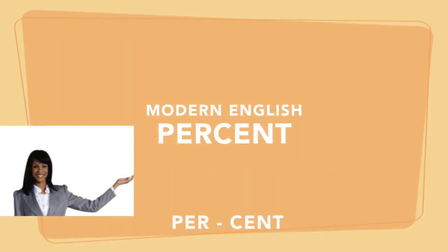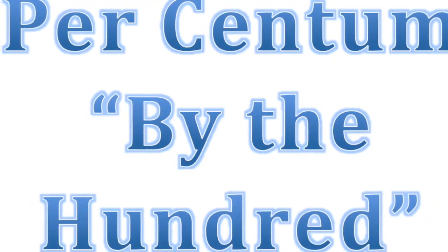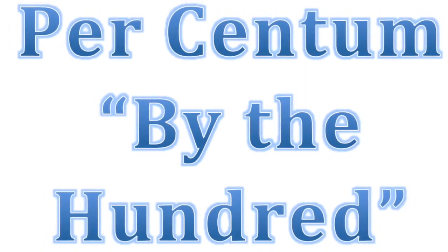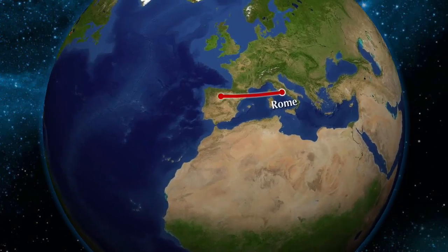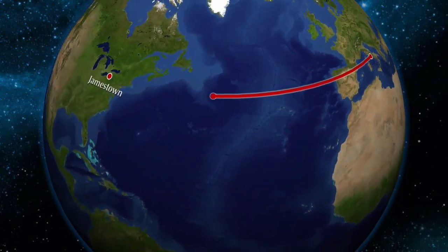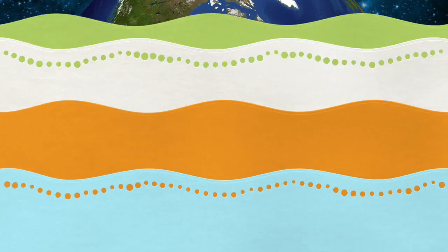There's the per mille, per thousand sign, and the per myriad, per 10,000 sign. The modern English word percent, or sometimes written as the phrase per cent, comes from the Latin phrase per centum, which means by the hundred. The English word is also similar to the Italian term per cento, meaning for 100. Percent joined the English language in the 16th century.